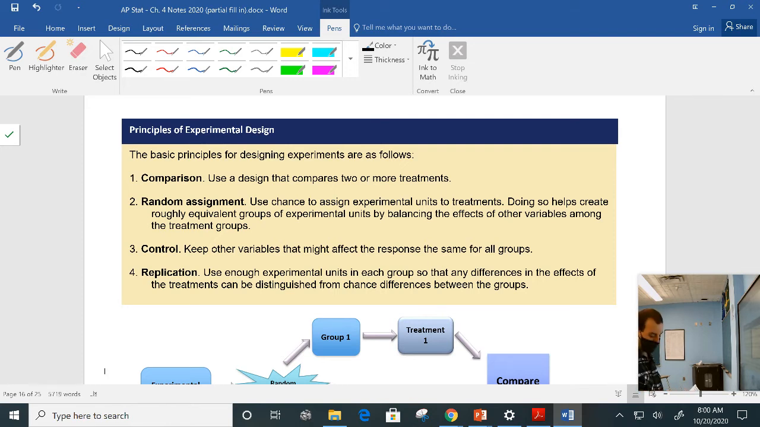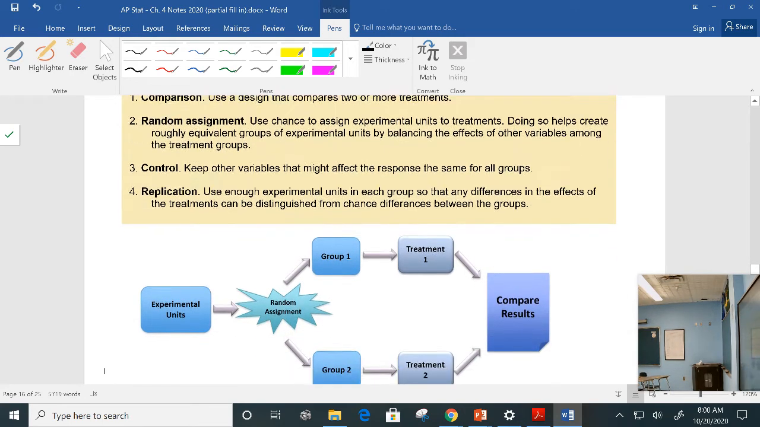So if we go back to our pillows and our sleep, maybe temperature might affect your response. So everybody is sleeping in the same temperature in their room. Maybe the bed type might affect your response. So everyone's sleeping on a certain mattress. All of those things are things that I can control. Replication is the next thing. You have to use enough experimental units in each group. So we can't just do it with 2 people in each group. I have to ensure that there's enough people in each of my groups.